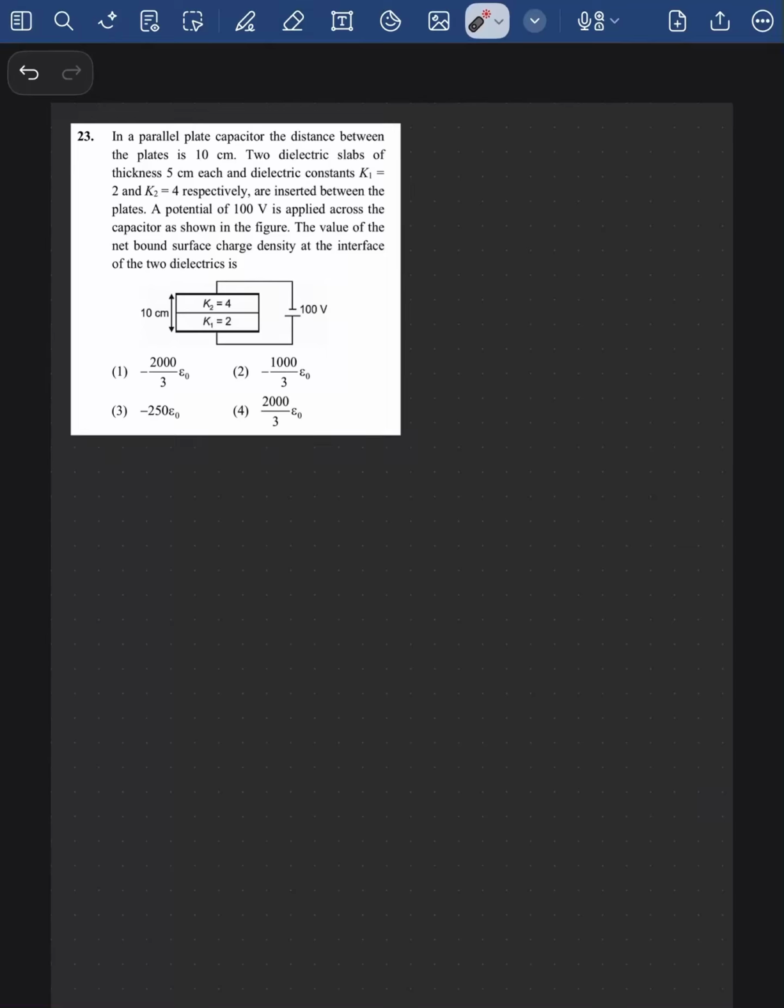Hey guys, so in this question, you have a parallel plate capacitor, and the distance between the plates of the parallel plate capacitor is given as 10 centimeters, right? So we have 10 centimeters over here of this parallel plate capacitor. You have two dielectric slabs of thickness 5 centimeter each, and the dielectric constants are given as K1 is equal to 4 and K2 is equal to 2, right? Both of them are 5 centimeters each, and they are inserted between the plates as shown in this figure.